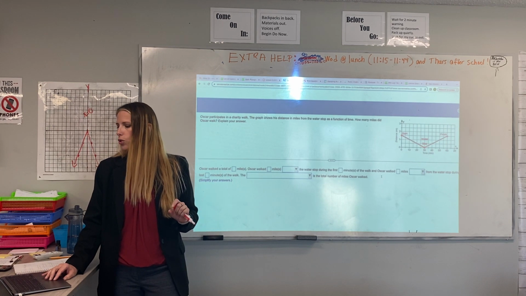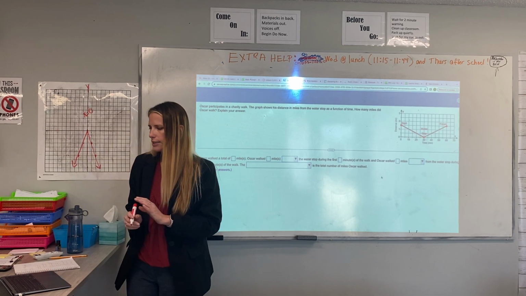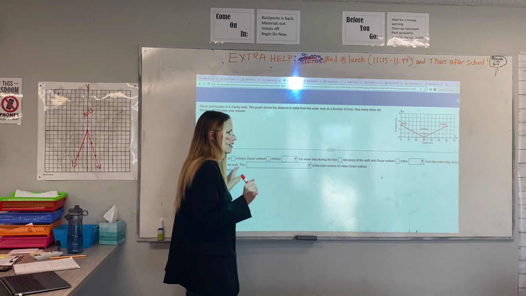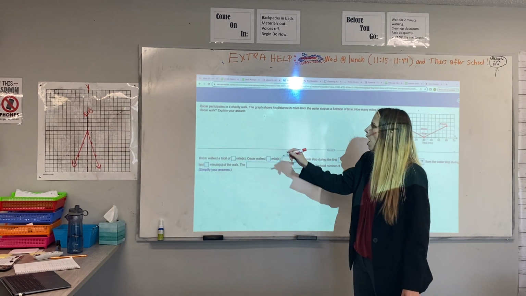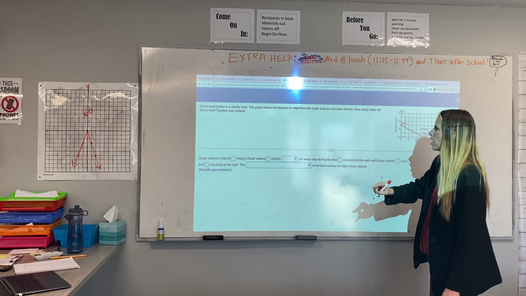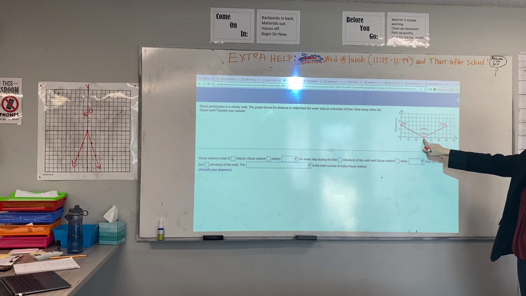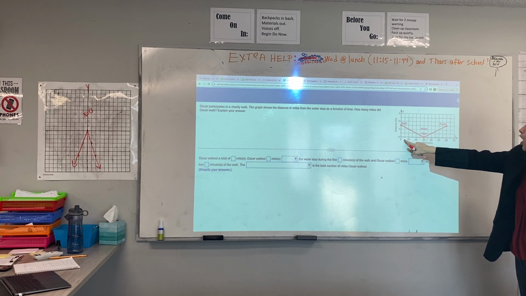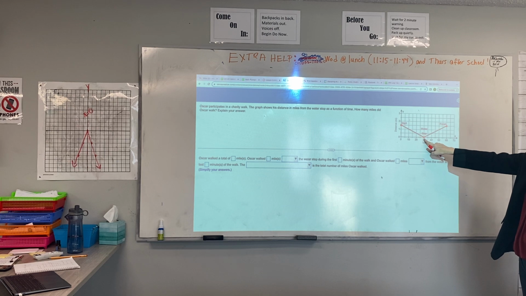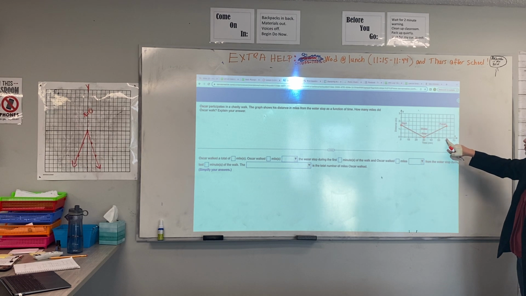All right, so this is going to look pretty simple, but let's make sure we really analyze. It's got a lot of fill-ins. Oscar participates in a charity walk. The graph shows his distance in miles from the water stop as a function of time. Meaning this is how long it takes him to get to the water stop. This is how long it takes him to finish the race from the water stop.